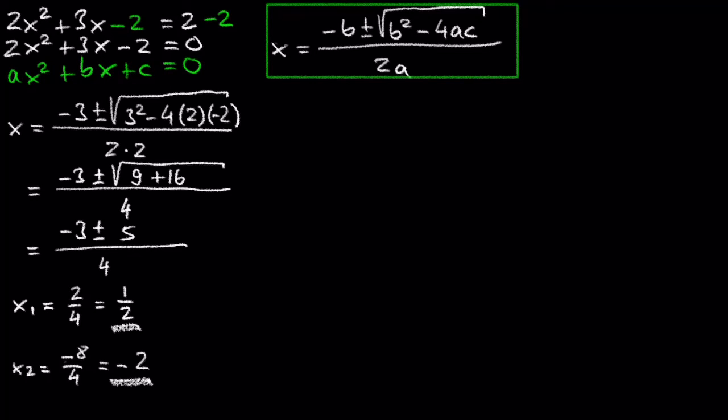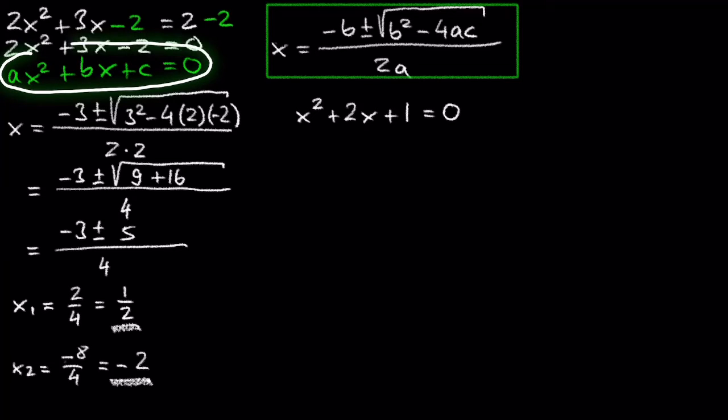Let's look at this example. X squared plus 2x plus 1 equals 0. In this example, we don't need to rearrange the terms to get our equation in the form ax squared plus bx plus c equals 0, because the equation is already in that form. So let's start by plugging the numbers into the quadratic formula.